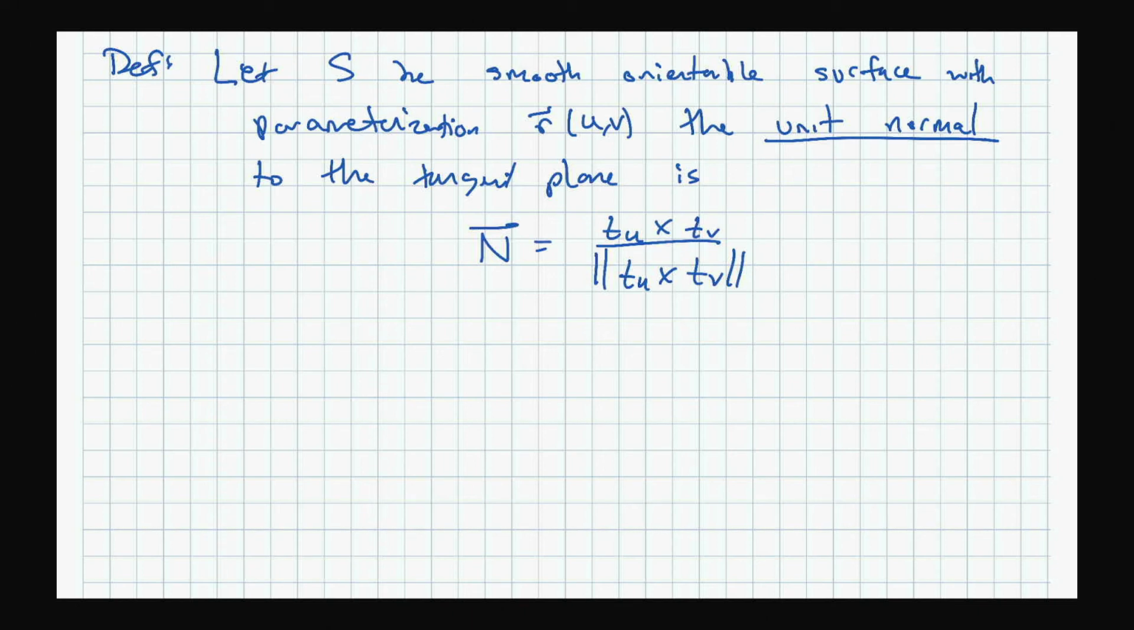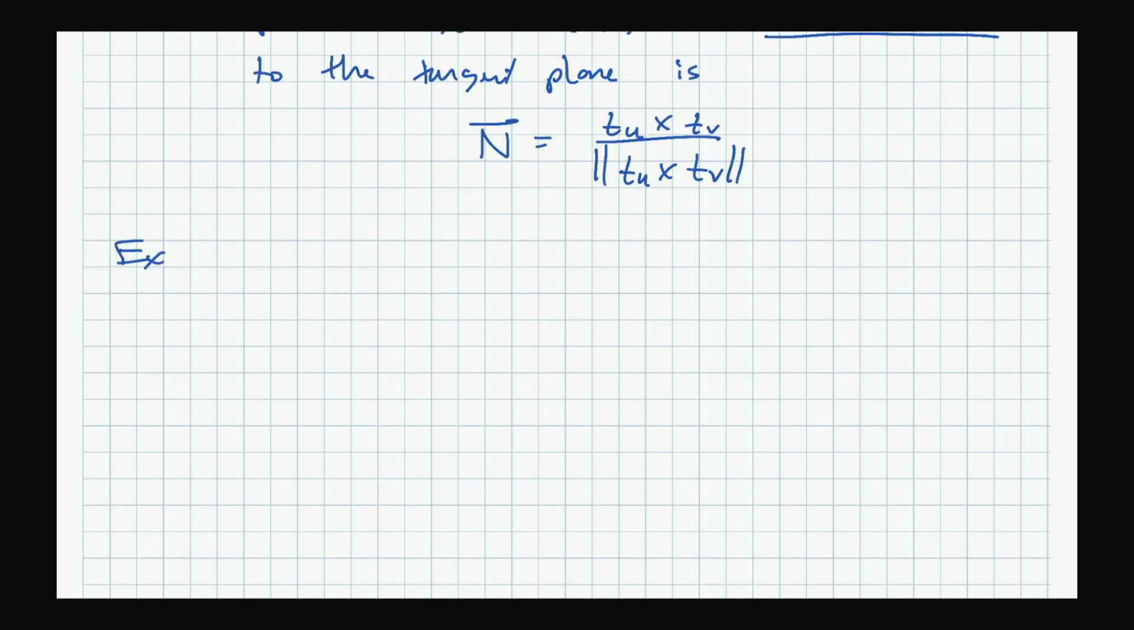Um, so, like, let's see here. Let's just do a quick example. Give the upward orientation. And that means they want the outward normal, basically, is what they're looking for.